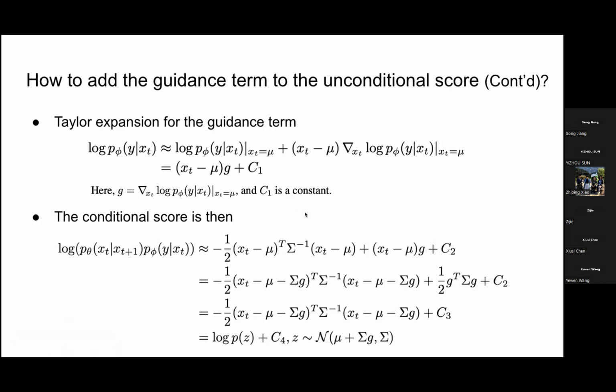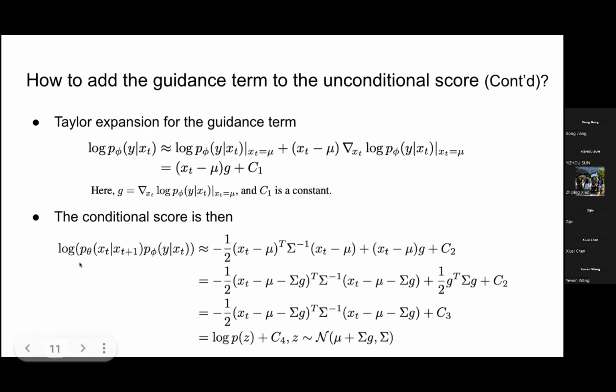Okay, this is what I didn't figure out. I don't know how to do the calculation here. Yeah, but for the next step, this one is simple.